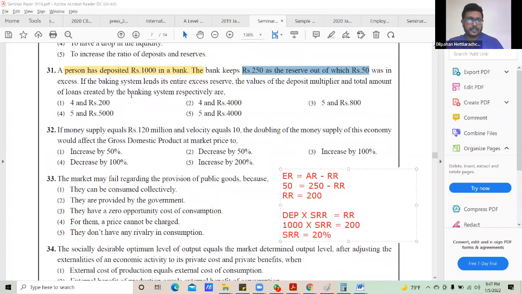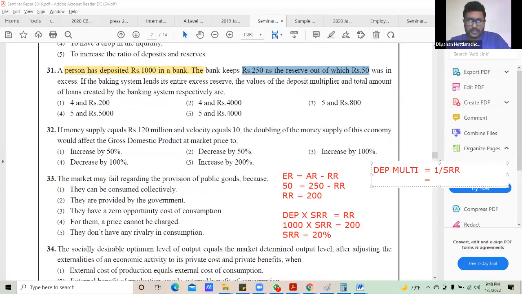Okay, right. So they don't ask about the SRR. They ask about the deposit multiplier, right? So what's the deposit multiplier equation? Deposit multiplier equals 1 divided by SRR. 1 divided by 20%. Answer is 5. Okay. So then 5 answers in third one, fourth one, and fifth one. 1 and 2 definitely wrong.